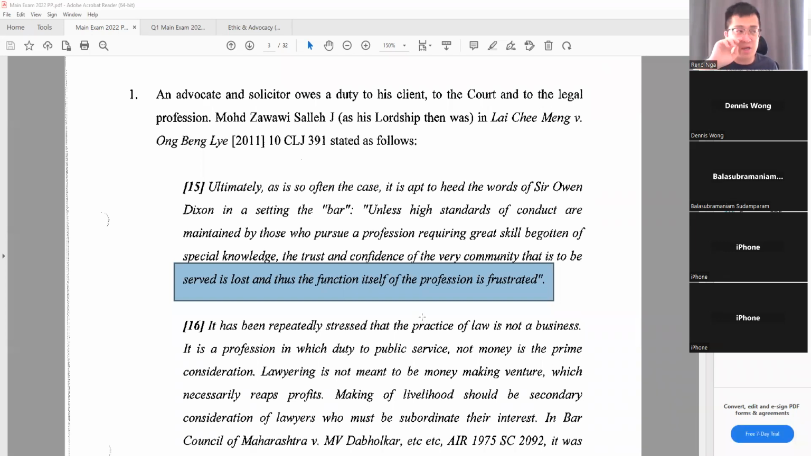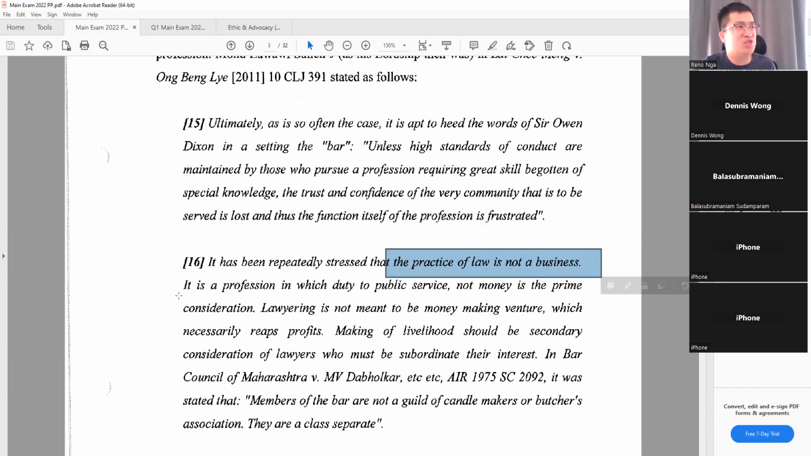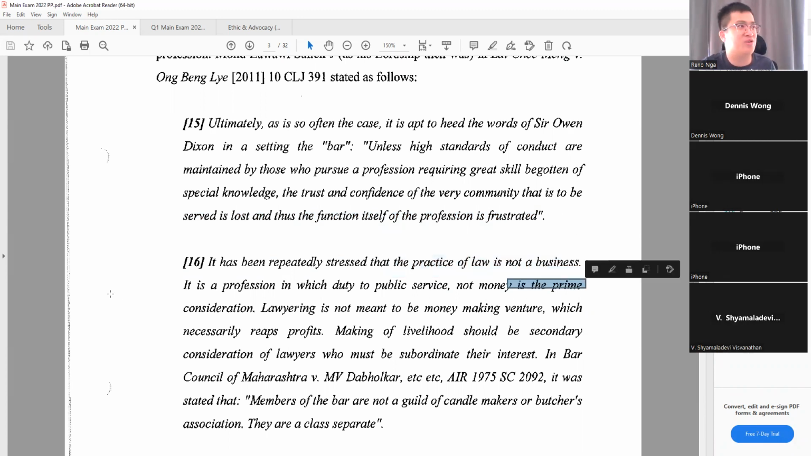People trust lawyers, okay? Then another point I would like to take note of, yeah, this one. Practice of law is not business. It is a profession in which duty to public service, not money, is the prime consideration. So basically they say, when you become a lawyer, you don't think about money first, think about justice. So this is what they say.